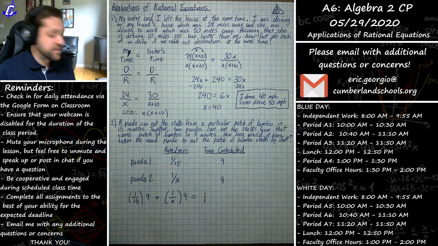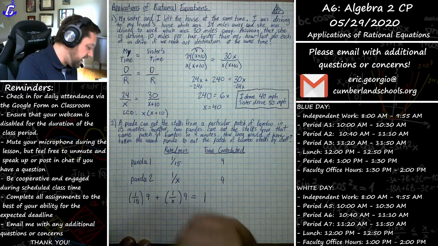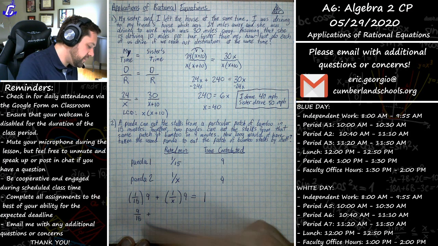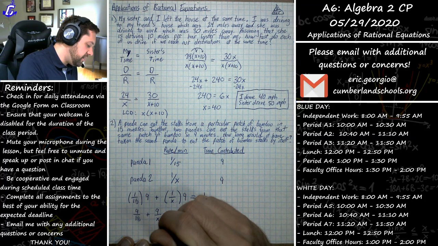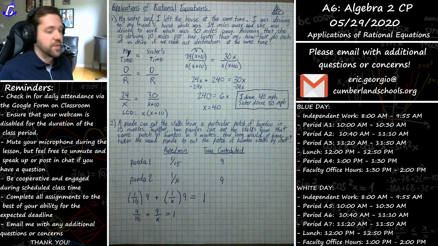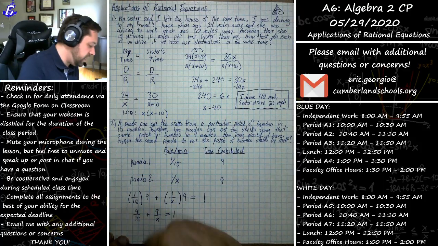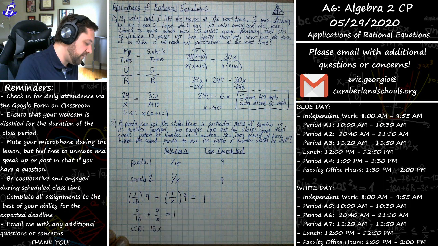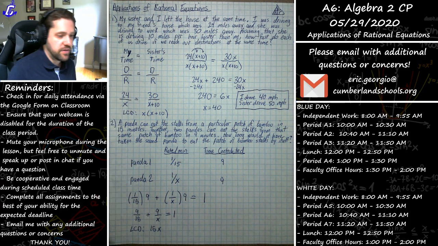Now I can go ahead and solve this equation by multiplying. I get here 9 over 15. That's 1 over 15 times 9, plus 9 over x is equal to 1. This is a typical rational equation that we've worked to solve. The least common denominator here is 15x. I need a factor of 15, and I need a factor of x.